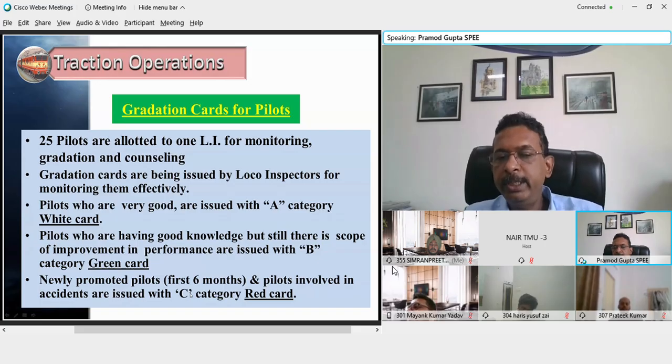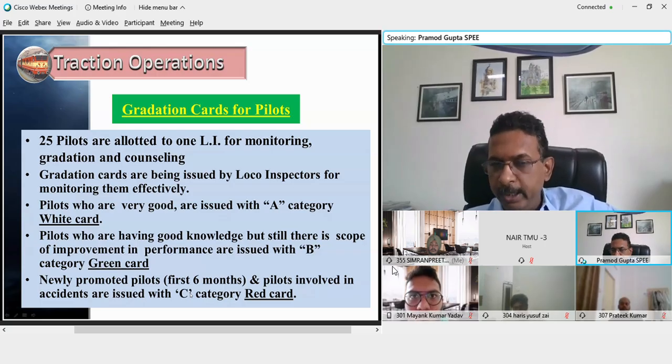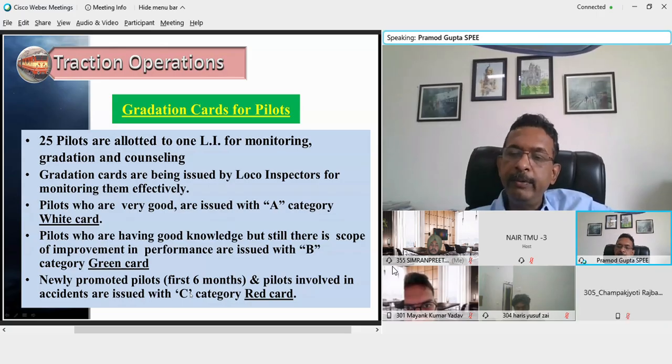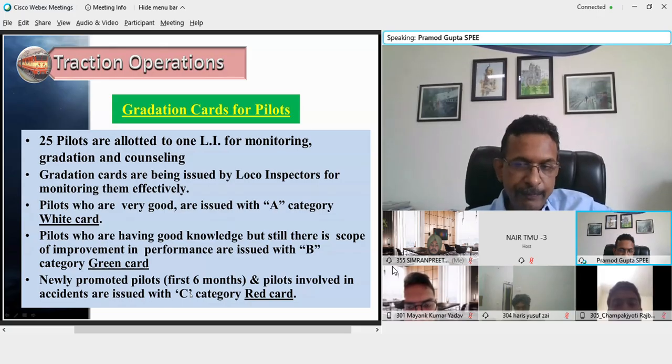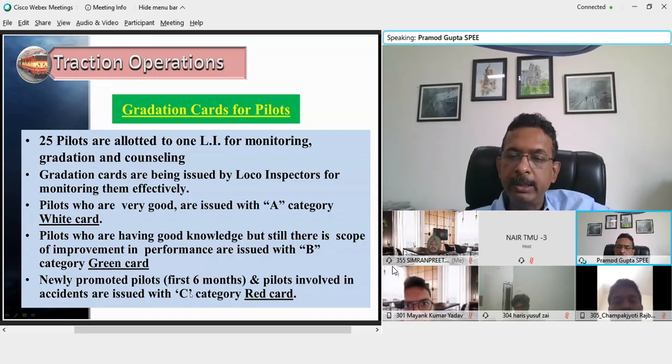Whenever we get such complaints, we make a note of it, and whenever we get the opportunity to travel with the loco pilot in the cab, we try to evaluate his complaint. We look for the substance or the evidence to make the decision whether the complaint was genuine or not. In case we find that the complaint is genuine, then we remove the loco inspector from his post, and he again comes back to the loco pilot category.